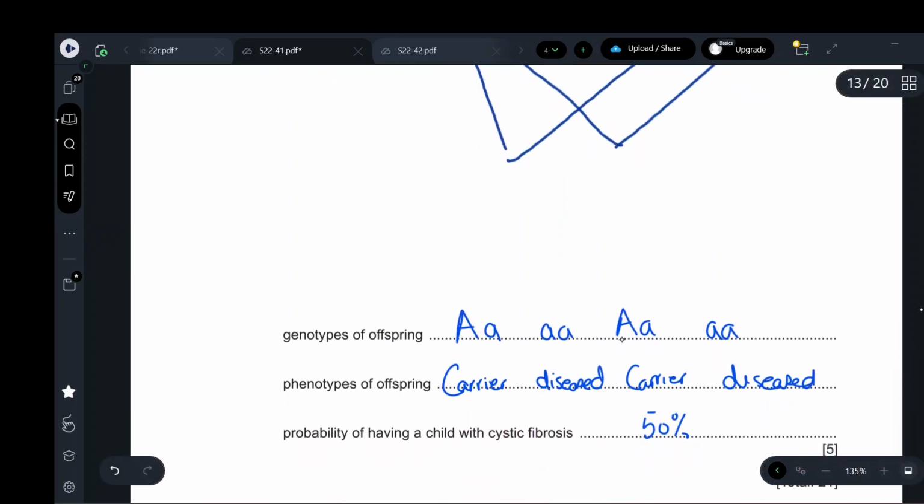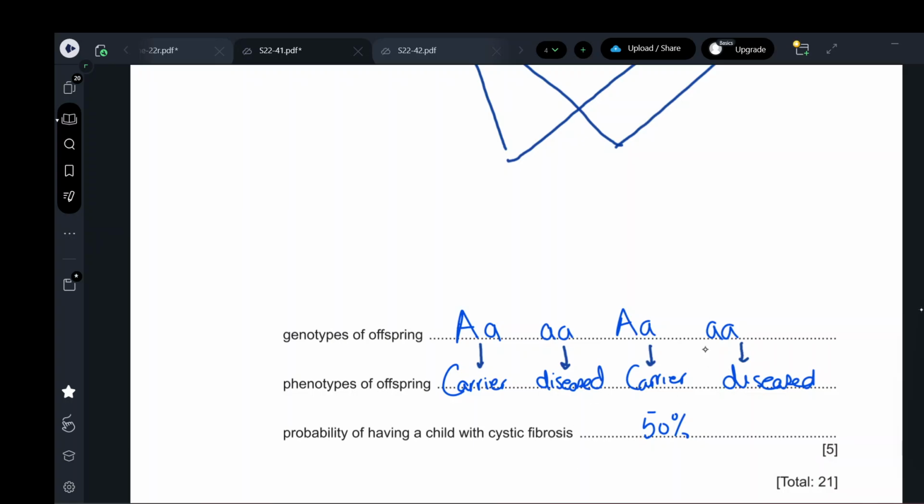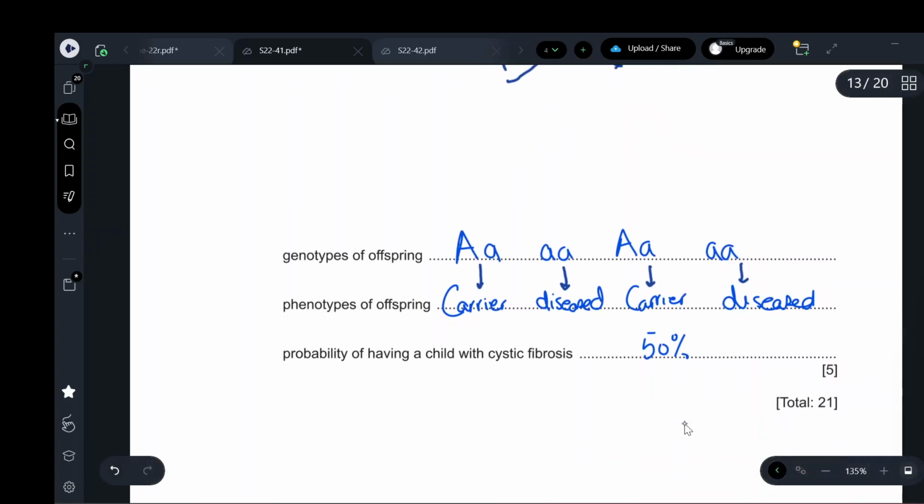What are the phenotypes of these babies? This is a carrier. This is diseased, has cystic fibrosis, another carrier, and this is diseased. So what is the probability that they give birth to a child with cystic fibrosis? It is 50%. 50% they will give birth to a child with cystic fibrosis.